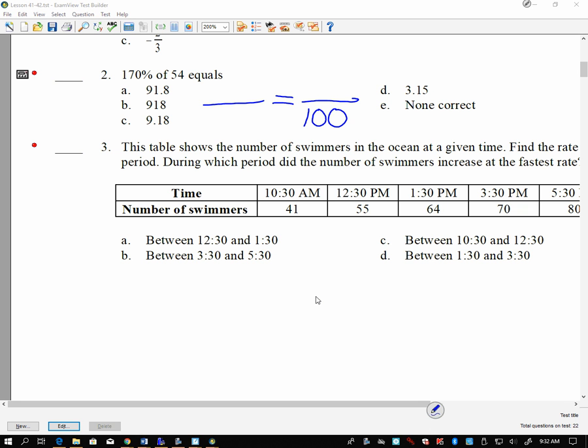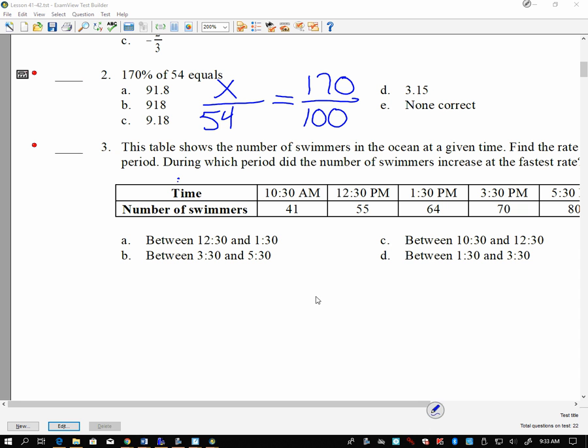100%. And I'm not saying that you can't write it any differently than this, but I'm just going to try to stay consistent. What goes above 100? 170. Okay? All right, where's the 54 go? Bottom left, right? Because that's my whole, correct?